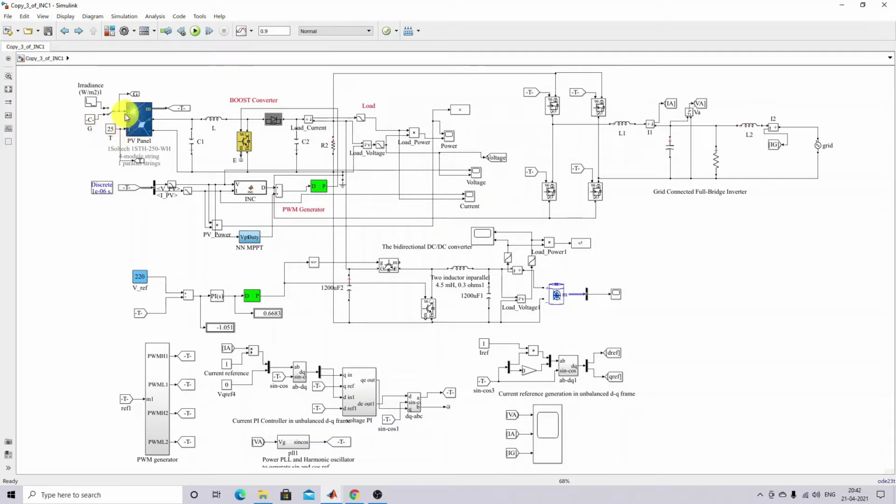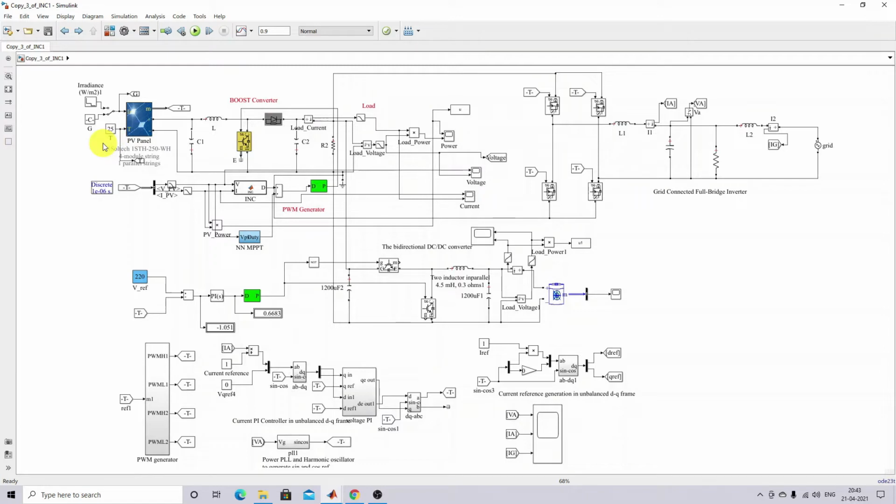This irradiation and temperature normally depend upon environmental factors. Okay, so we cannot get a linear output from the solar panel. We always get a non-linear output. So in order to get maximum power for a particular operating condition, that means a particular operating irradiation and temperature, we must go for a maximum power point tracking algorithm.